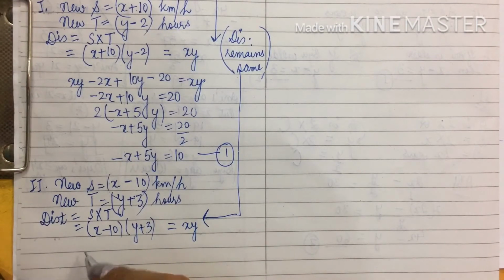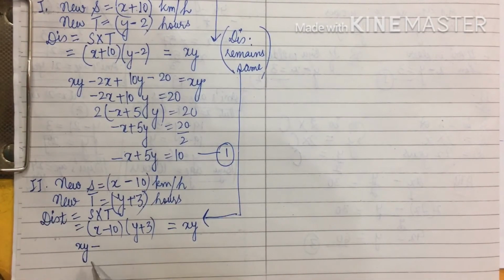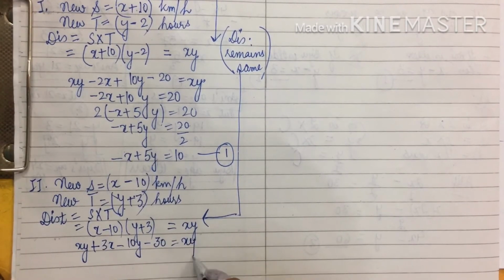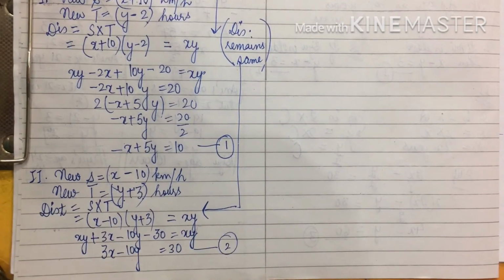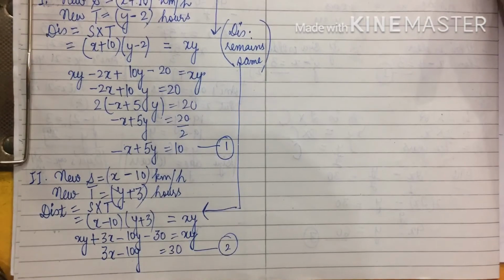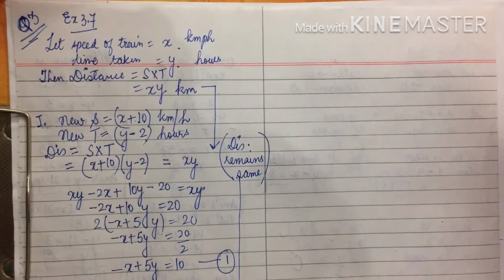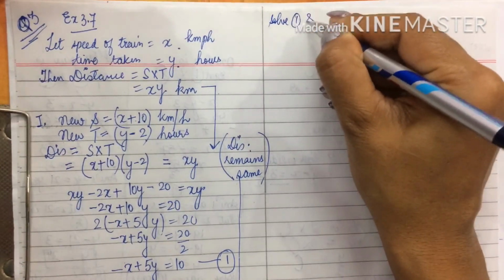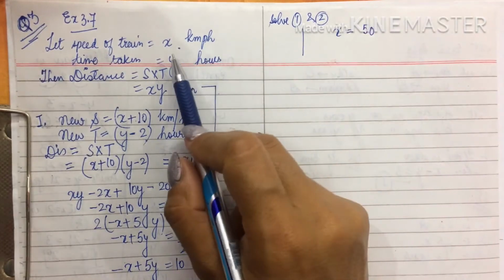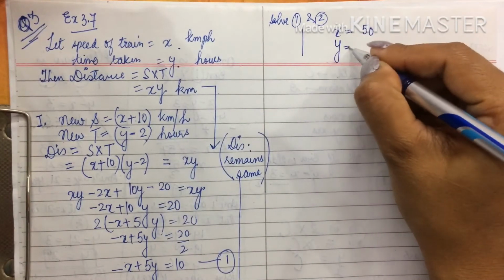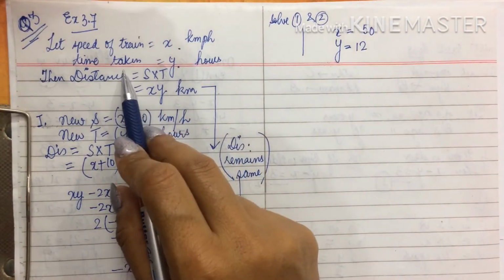Let's simplify. This becomes xy plus 3x minus 10y minus 30 equals xy. xy will get cancelled, so 3x minus 10y equals 30 is your second equation. So you shall be solving these two equations and find out the value of x and y. After solving, x comes out to be 50. x is representing the speed. y comes out to be 12. y is representing the time taken.